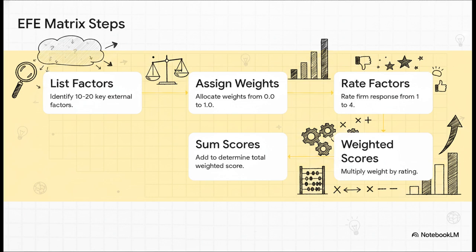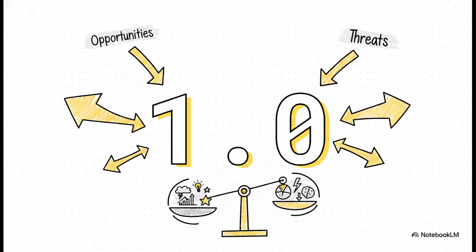Step 3, rate from 1 to 4 how effectively your specific firm is currently responding to each factor, with 4 being superior. Then, multiply the weight by the rating to get a weighted score and just sum them all up. This takes all those abstract threats and turns them into hard numbers. So the crucial point here is that magic number, 1.0. The sum of all the assigned industry weights for every single opportunity and threat combined must equal exactly 1.0.